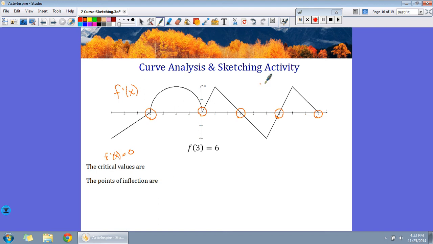Our points of inflection are going to happen when the slope of f prime equals 0 or changes sign. So our points of inflection are going to be at -2 because we have a horizontal tangent line, at 0 because we have a cusp, at 1 because we have a sharp corner, at 5 because we have a sharp corner, and at 7 because we have a sharp corner.